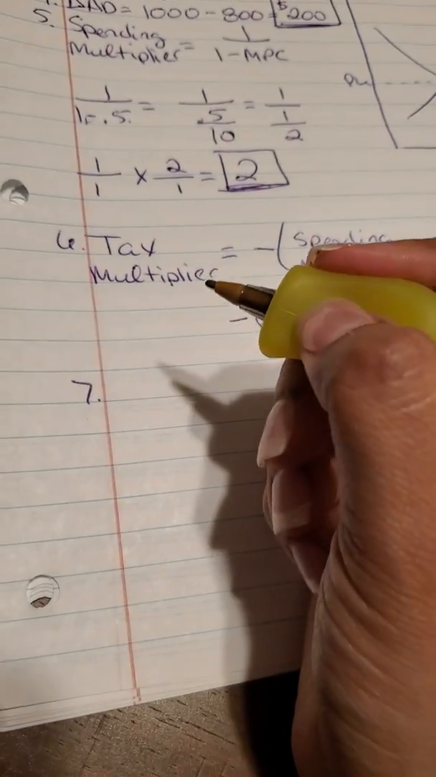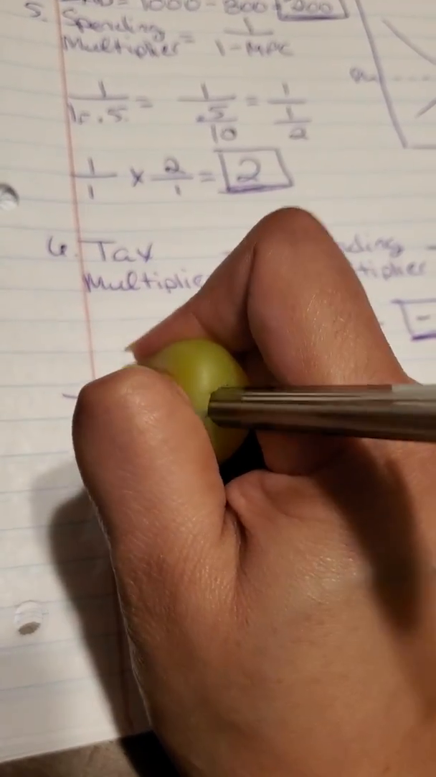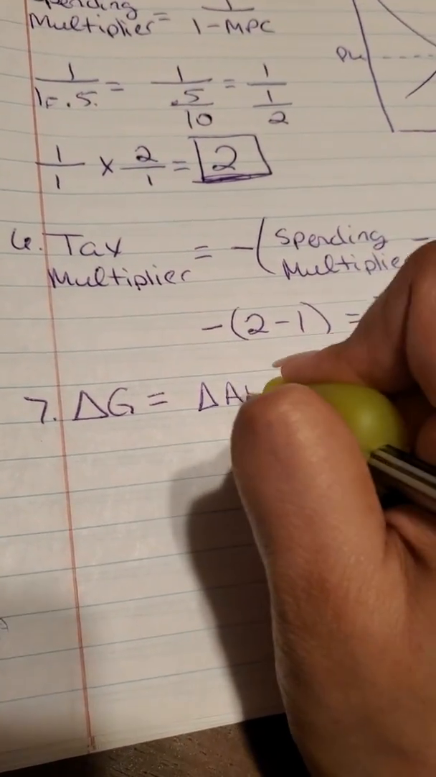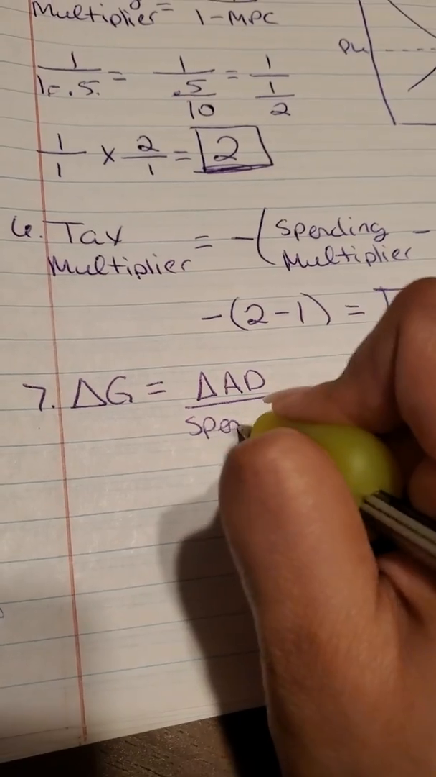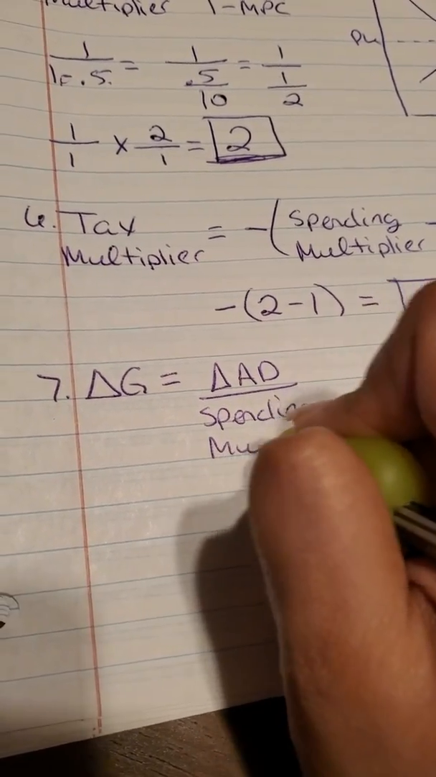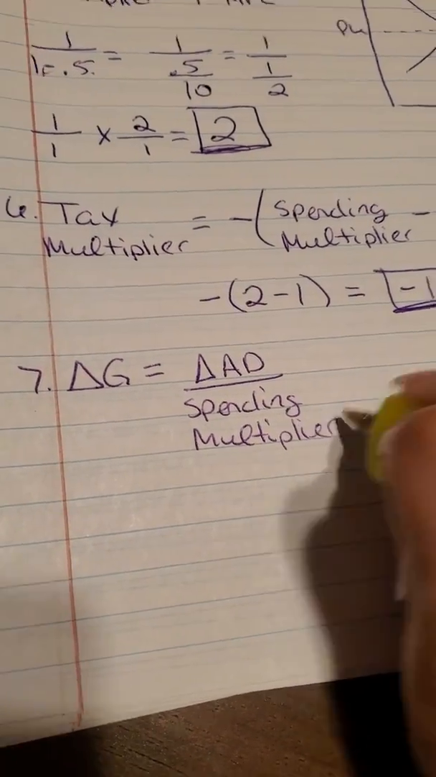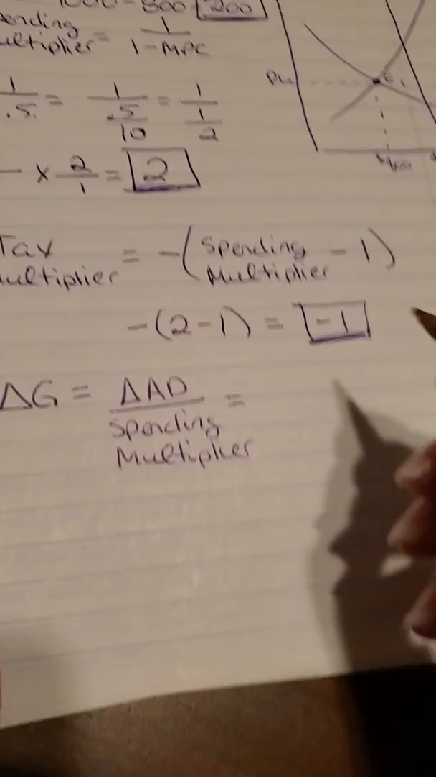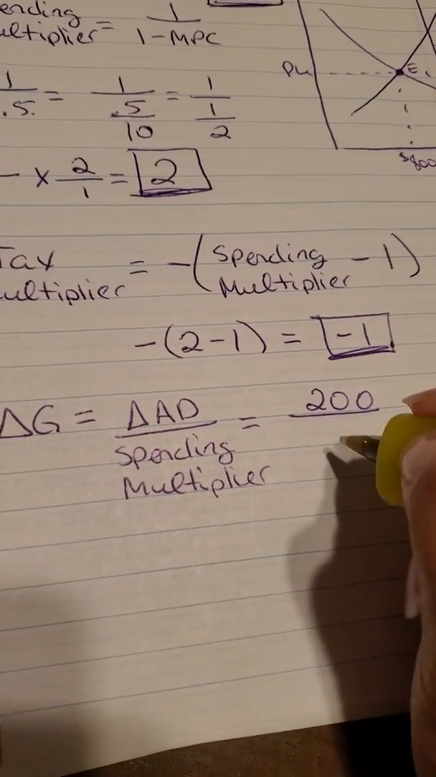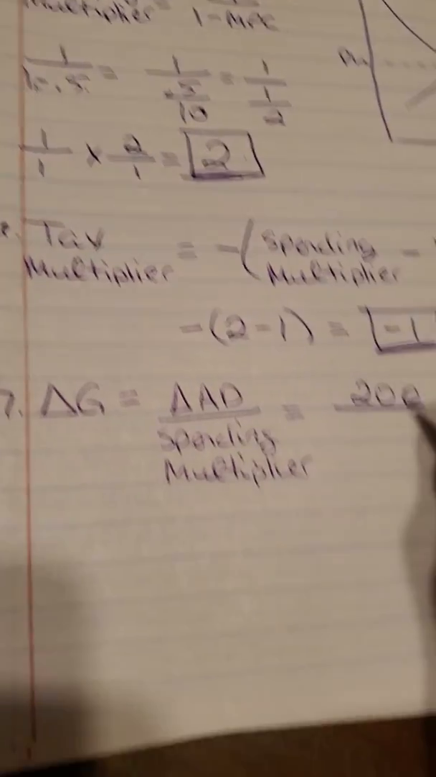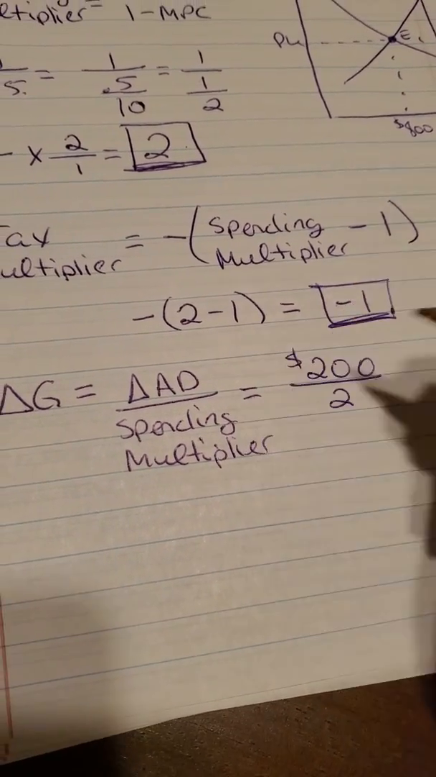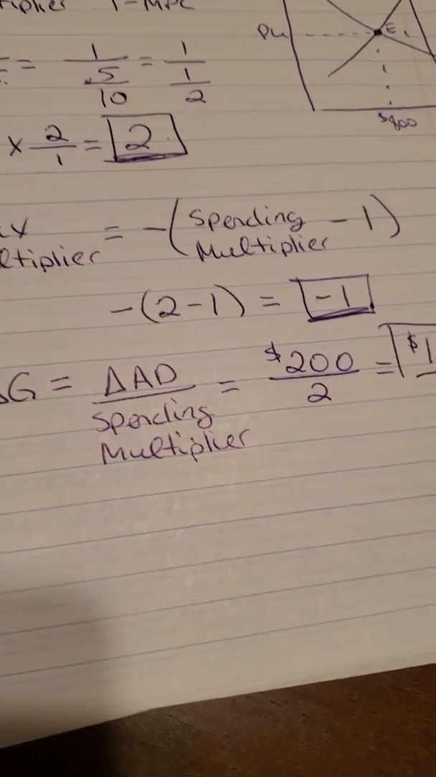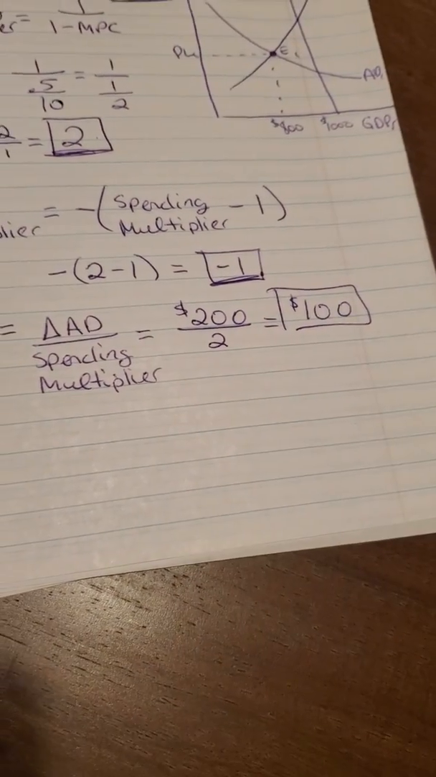Now to calculate how much we need to increase government spending by. So that's change in aggregate demand over our spending multiplier, which is equal to the change in aggregate demand that we need, 200. So 200 divided by our spending multiplier, which we said was 2. So 200 divided by 2 is $100 billion.